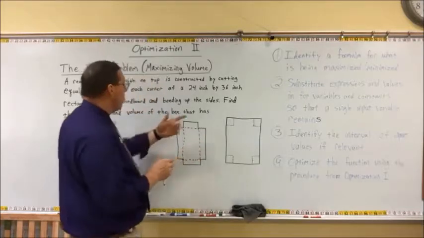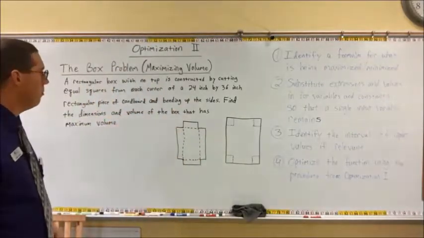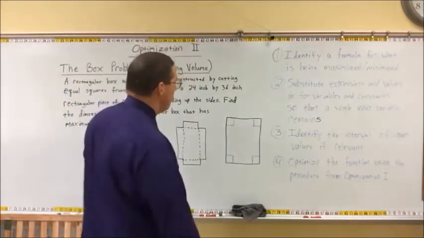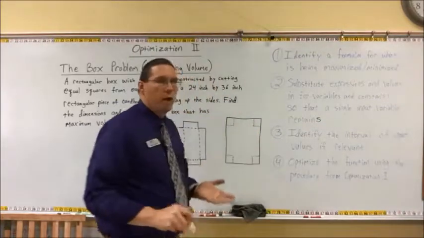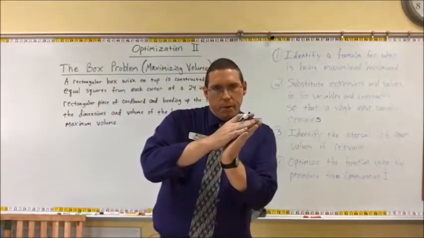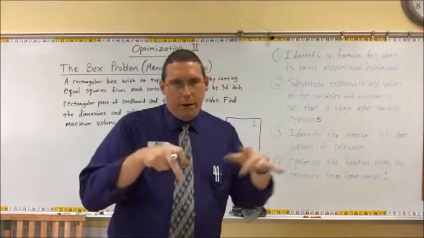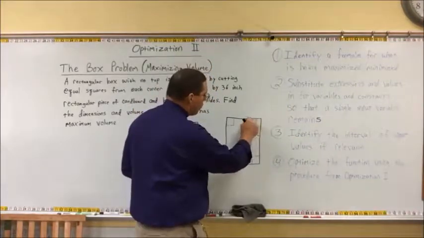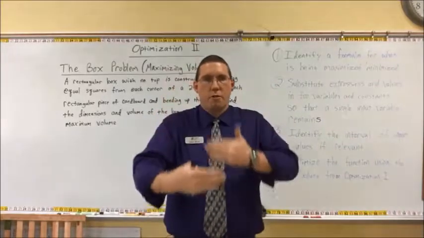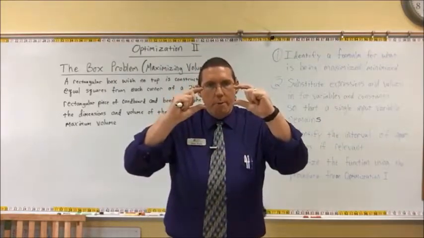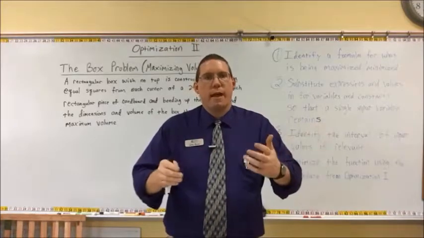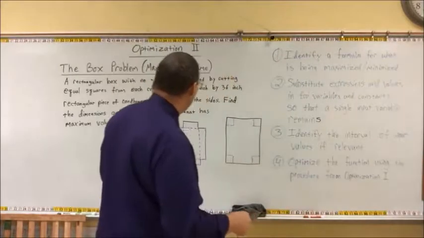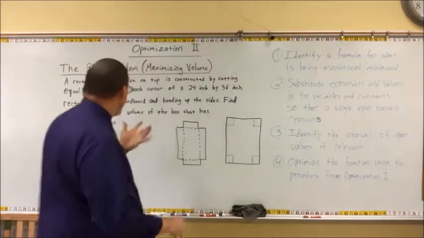And so what we want to do is find the dimensions and volume of the box that has maximum volume. And the idea is if you make the squares too small, you'll have a very flat box with a lot of ground area, but it won't have very much volume because the sides aren't very high. But if you cut the squares really large, they'll have really long sides, so it'll be very deep, but the inside will be very thin. So somewhere between there is a box that has the highest volume possible. And so this is a maximization problem.